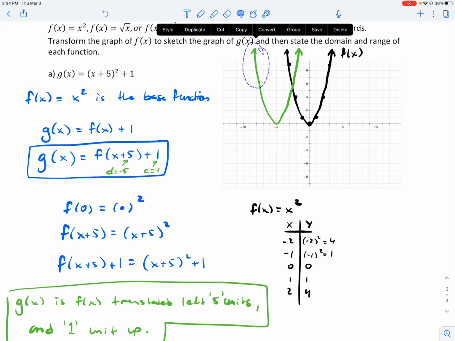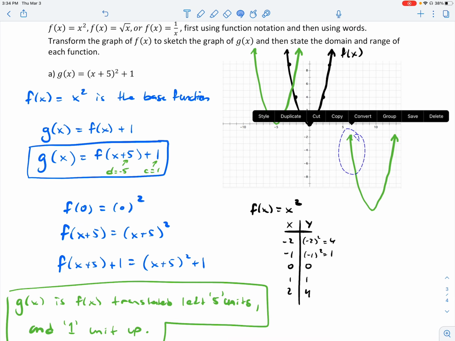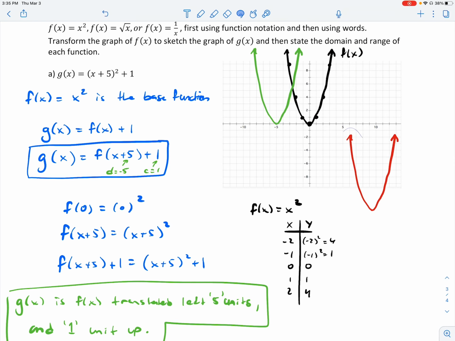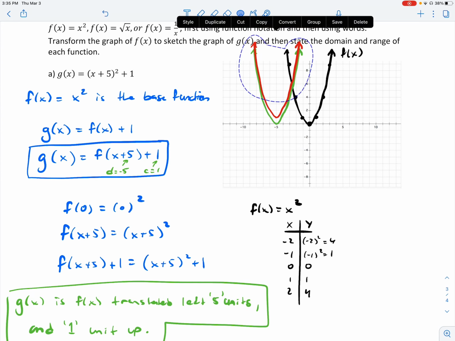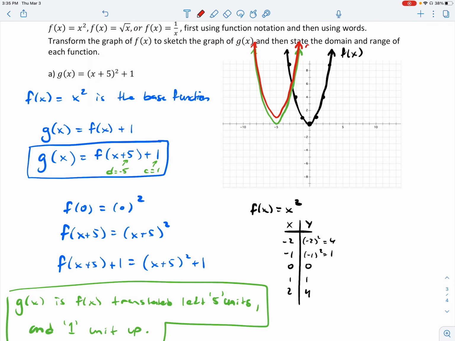So we'll go like this. I'm going to hit copy, then I'm going to hit paste. I'm going to change this to red. And then we'll move this. So this is the green graph, but it's supposed to shift up 1 unit. So I'm going to move it up exactly 1. So this would be g of x. So all the green points had to move up 1.